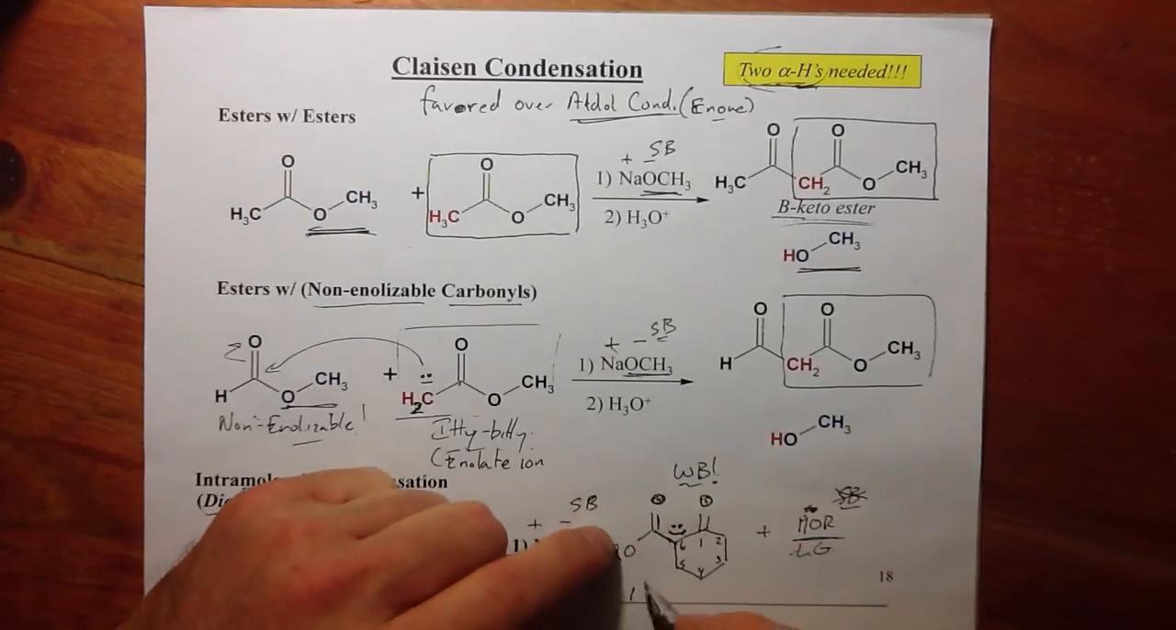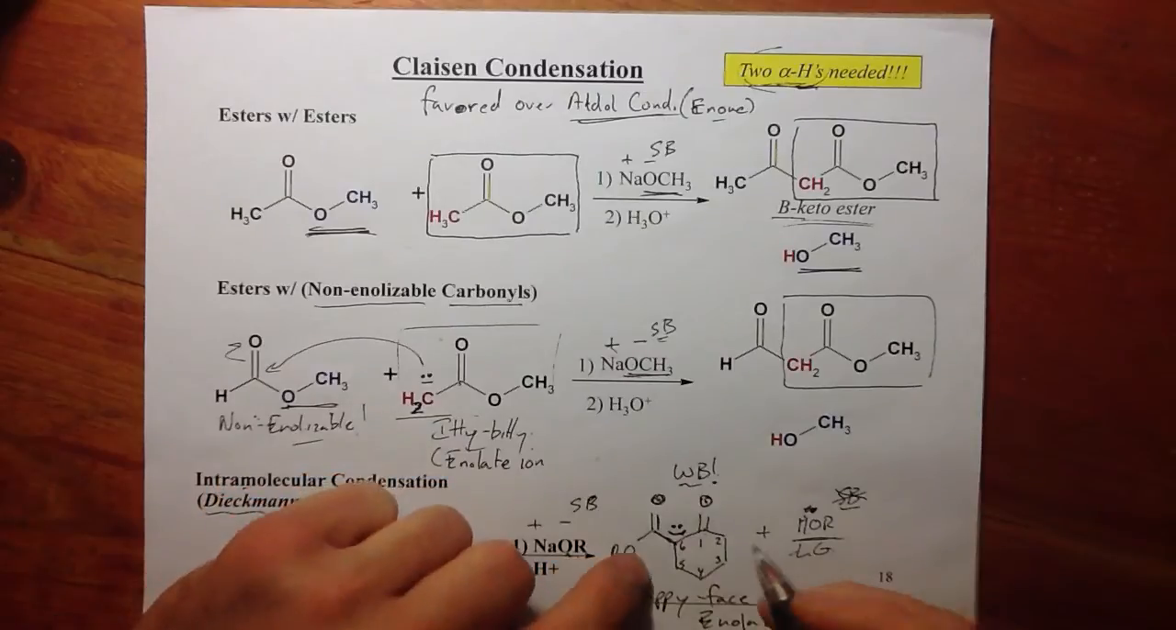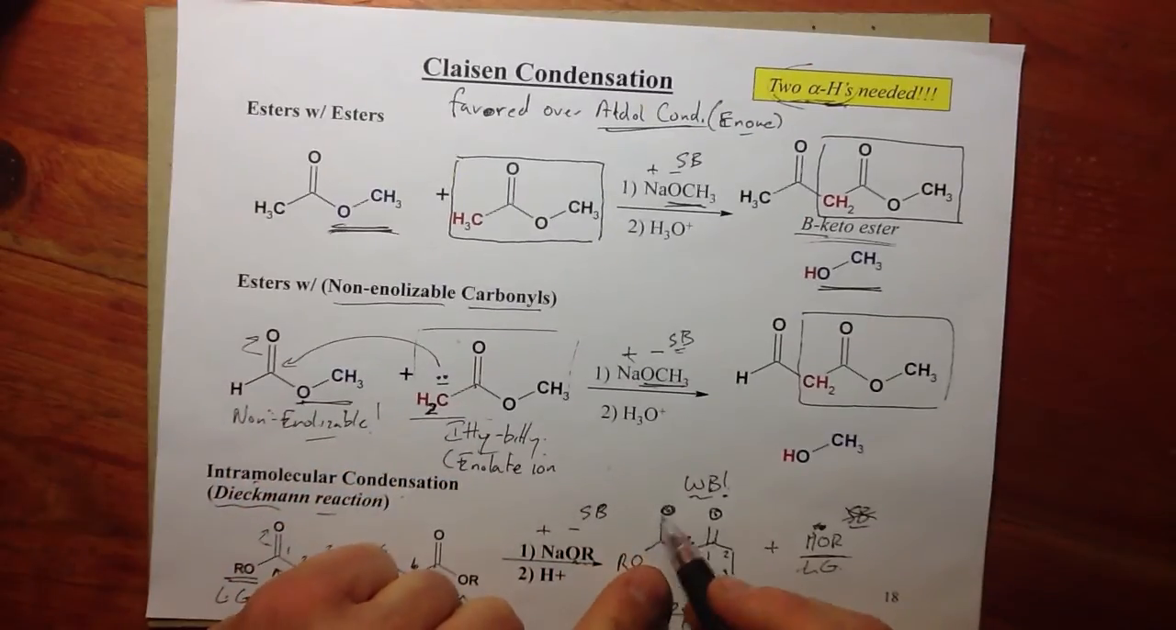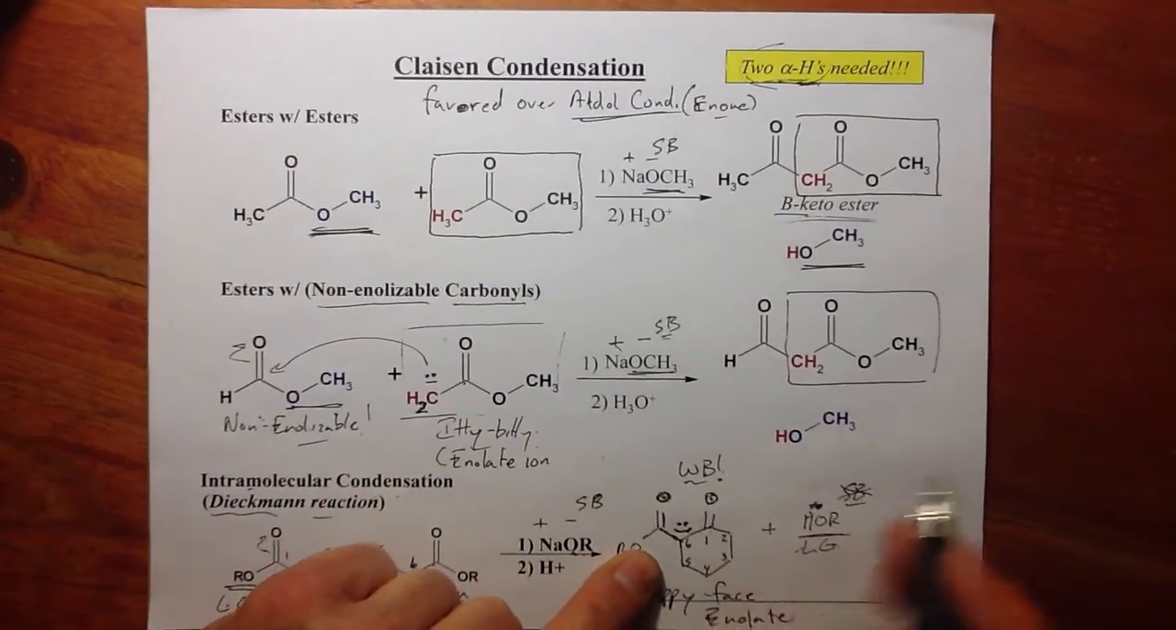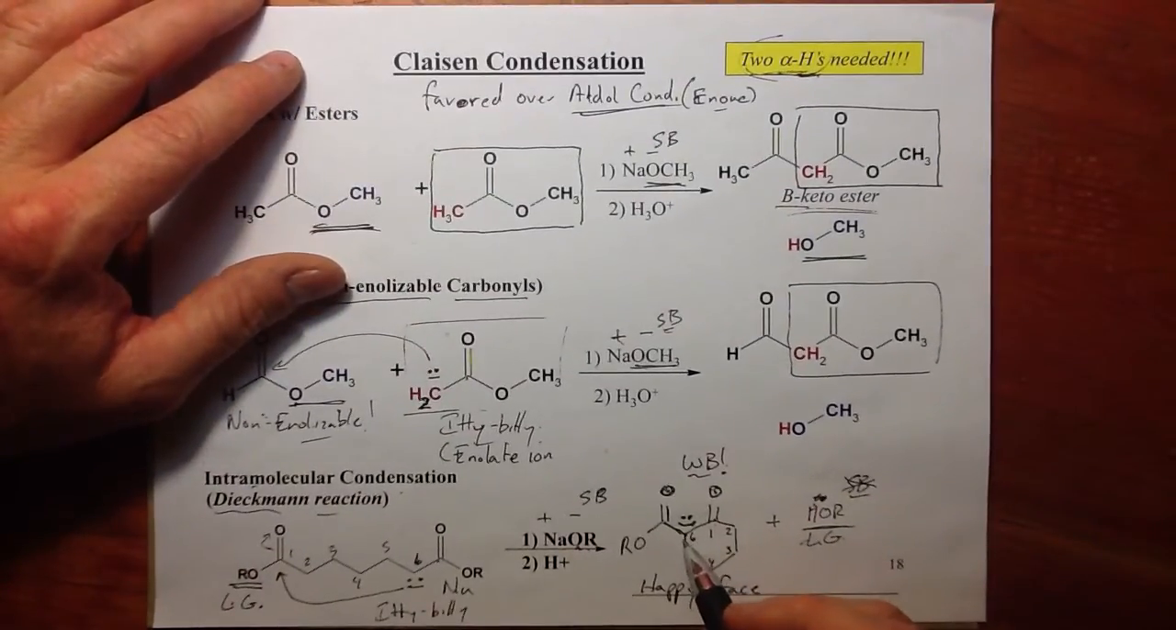This is our happy, I guess, I don't know if this is right, happy face enolate ion. He's very happy because he's stable. We have a negative that can delocalize to this oxygen and to this oxygen. We have resonance that stabilizes this negative charge.